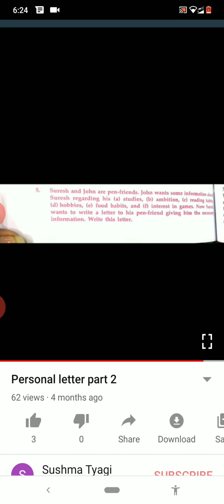Now Suresh will give some information. He will tell about himself. So the name of the city is not given. So Suresh can write the name of any city, any address, any date. And to whom will he write the letter? He will write the letter to John. So he can write, Dear John. In the starting, he can thank him that on such and such date, he wrote a letter and gave the information about himself. And now it is the turn of Suresh to give all the details about him.